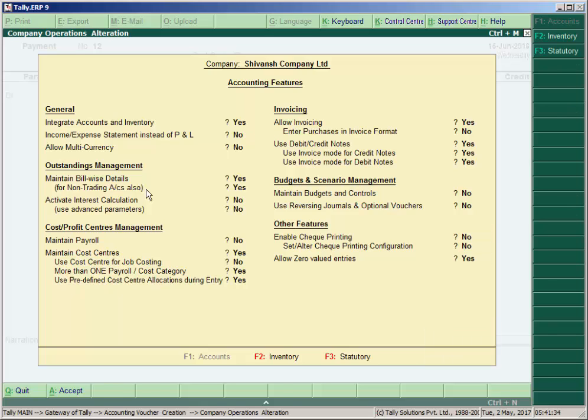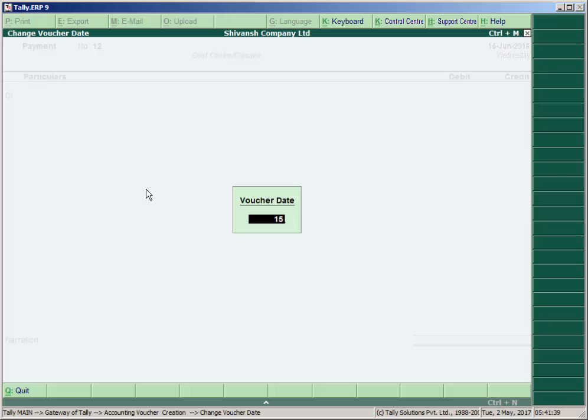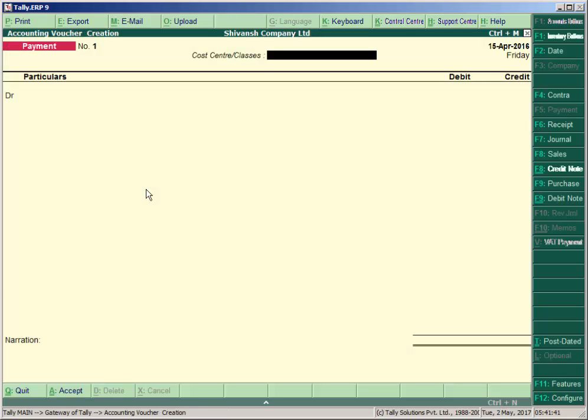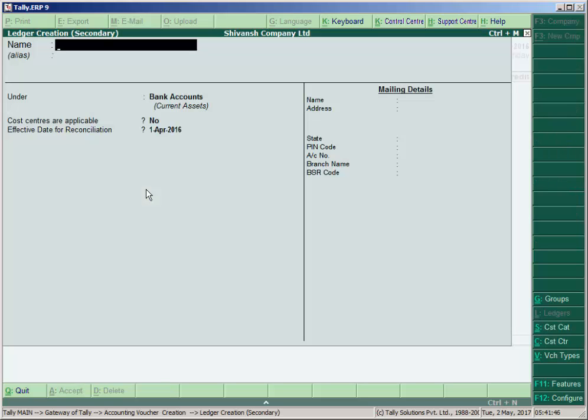So we issued a payment or loan to the staff. Make the entry in the payment voucher. First change the date to 15th April. Then create the ledger Mr. Kiran under the group Loans and Advances here. Press enter.